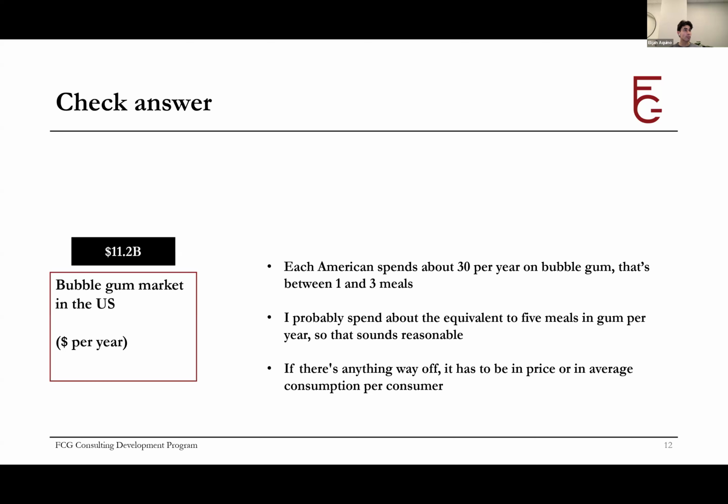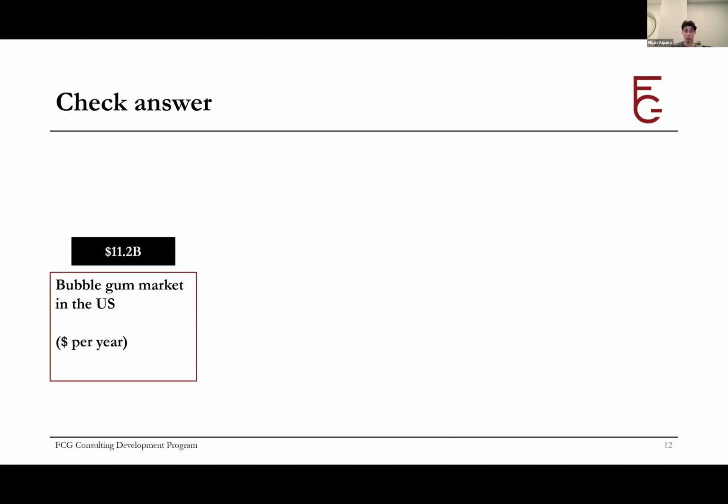And I spend about 7 meals on bubble gum, but the average consumer spends about 1 to 3 meals on actual bubble gum. So this is kind of just a way to check the figures. Later in the case you'll see a better way to do it, but if there's anything way off, at least in this case, one thing that you also want to do is check more or less what could really throw off your case.